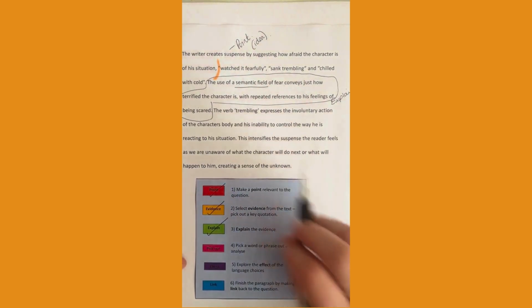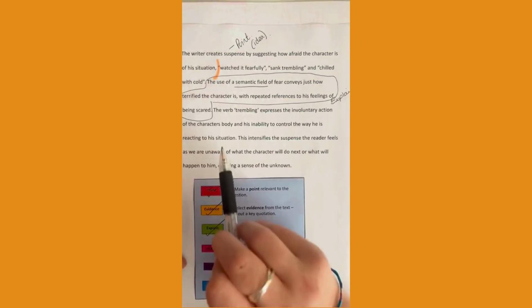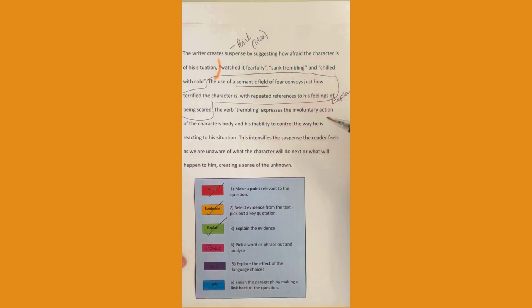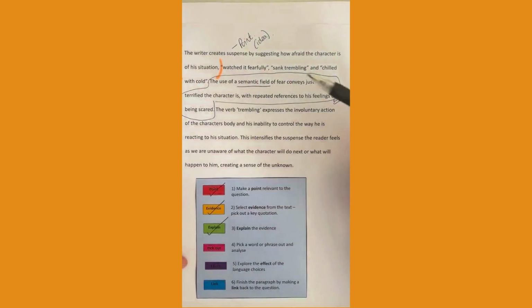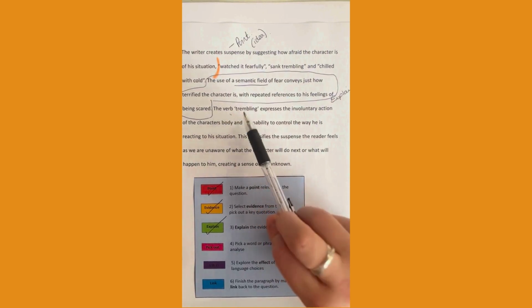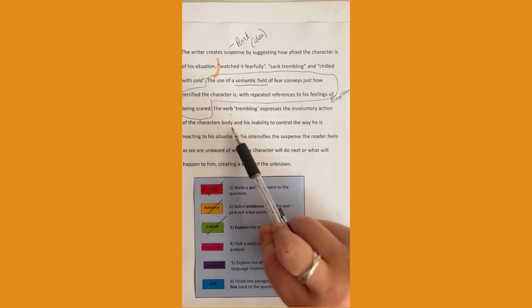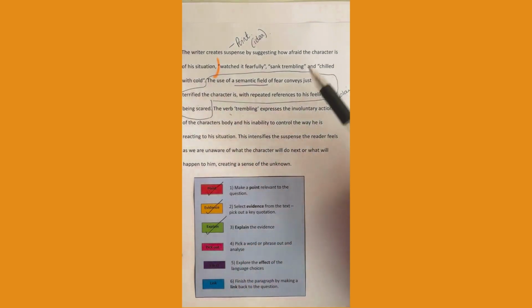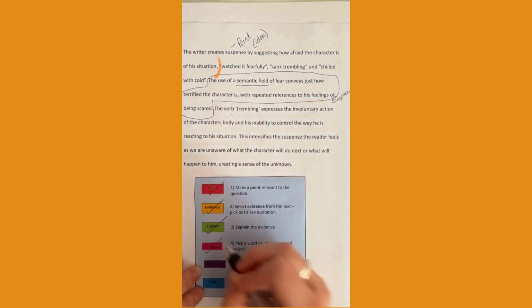The next step shows that I can analyse language in greater detail. So I've picked out one word from one of the ones I've chosen. As I said, if you're using one quote, you just pick a word or a phrase from the quote that you've used, and then you talk about the effects of the choice of that language. So for the purposes of our response, I've talked about that it's a verb, but if you don't know it's a verb, you can just put word or phrase, that's absolutely fine. The verb trembling expresses the involuntary action of the character's body and his inability to control the way he is reacting to a situation. As you can see, I've picked a word out, nice and easy.